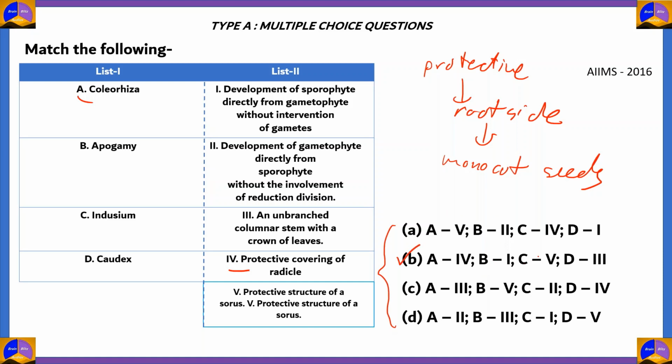Let's look at our other parts of it. So statement B, that is apogamy, is the development of sporophyte directly from gametophyte without intervention of gametes, which is true. Indusium is the protective structure of a sorus, also correct. And caudex is the unbranched columnar stem with a crown of leaves, is also correct. The right answer is option B, A4, B1, C5, and D3.